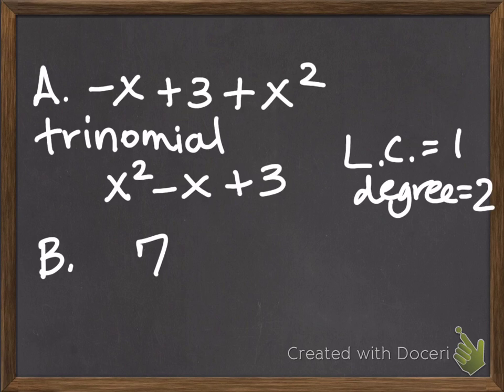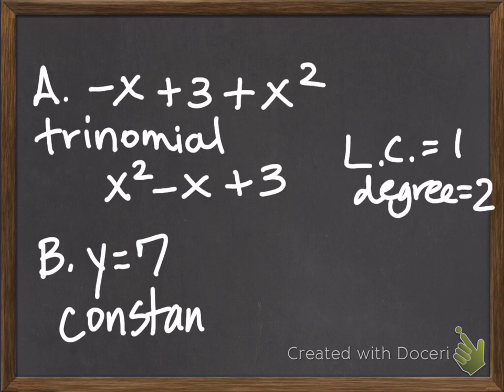For the next one, it would be like you're seeing the equation y equals 7. That actually is also a polynomial. It's just that this polynomial only has a constant term. So it doesn't really have a leading coefficient because it doesn't have a variable in it. And its degree would technically be 0, because I could add on a plus x to the 0 power.